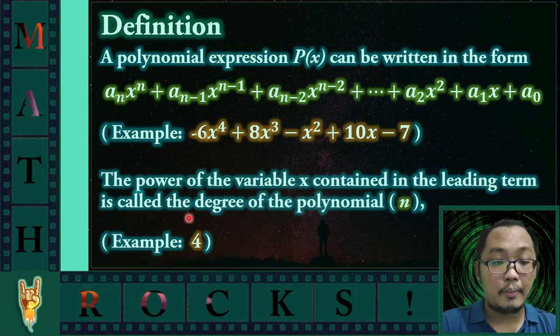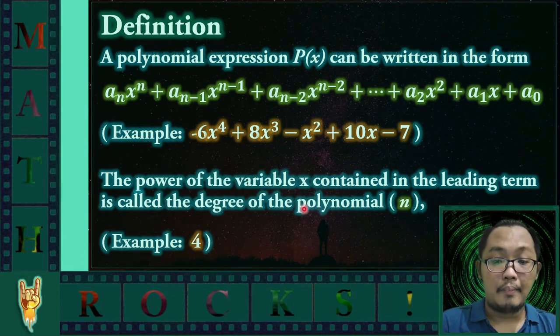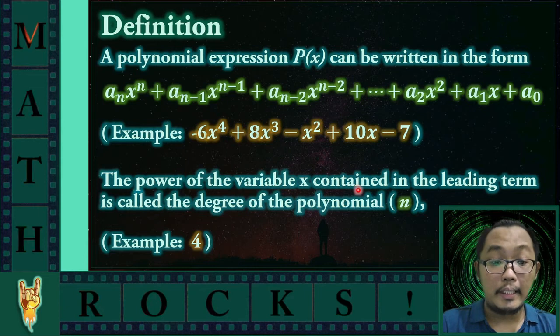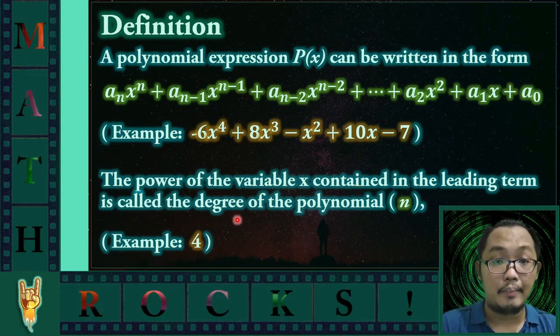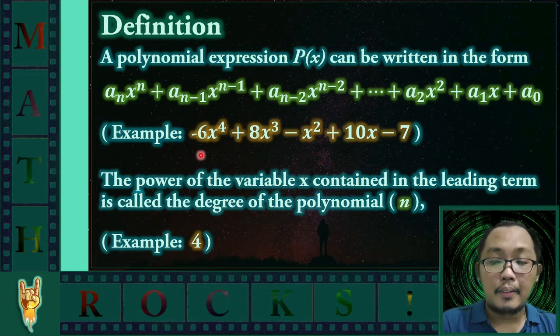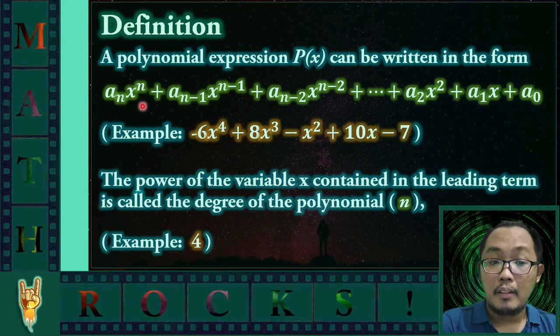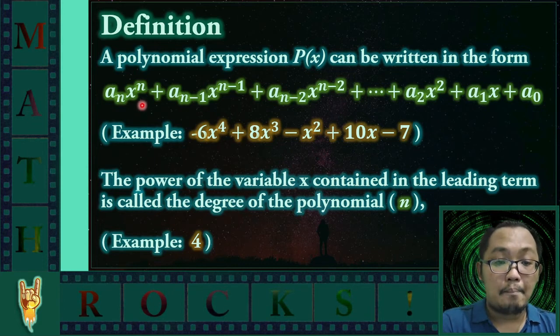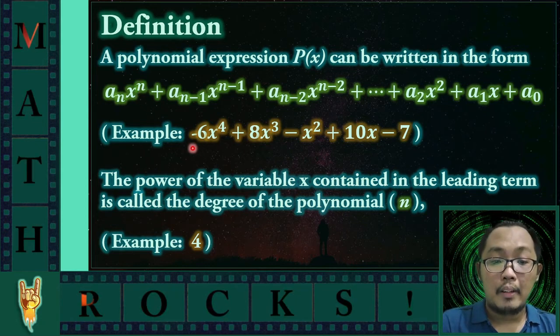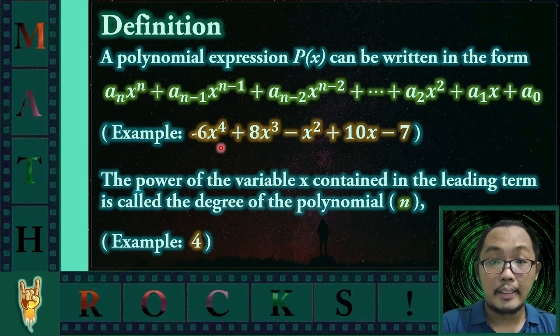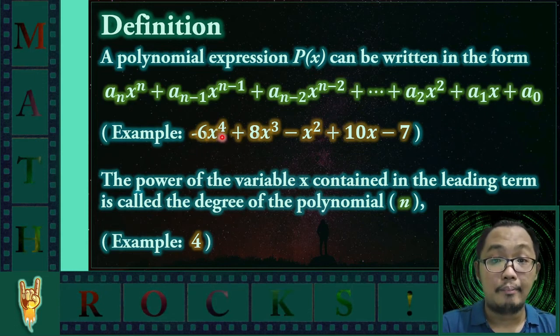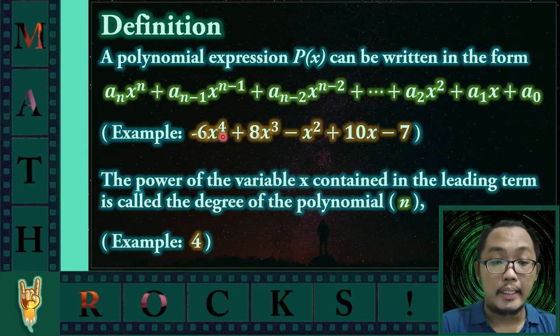For the next term, the power of the variable x contained in the leading term is called the degree of the polynomial, n. So again, we are talking about the leading term here, and this is our leading term. This implies that n would be the highest exponent. In our example, this is our leading term, and the highest exponent would be the positive 4. And this is the degree of such polynomial expression.